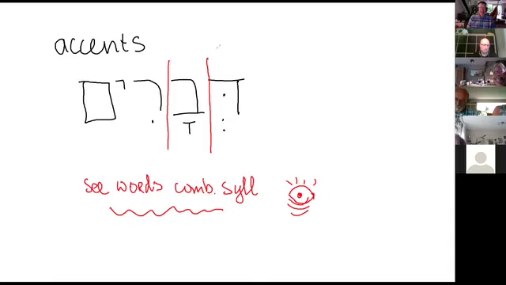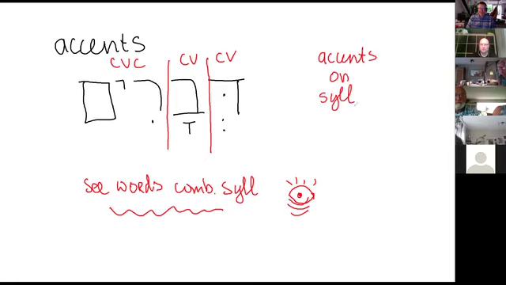In the beginning I also marked CV, CV, CVC, because I need to learn the language and where is what. Now we're coming into a phase where accents on a syllable have consequences. When an accent is on a syllable, it changes the pronunciation, but it can also change the vowel in that syllable.